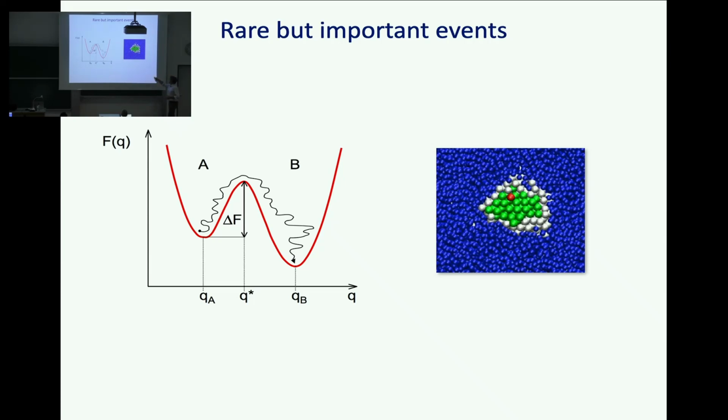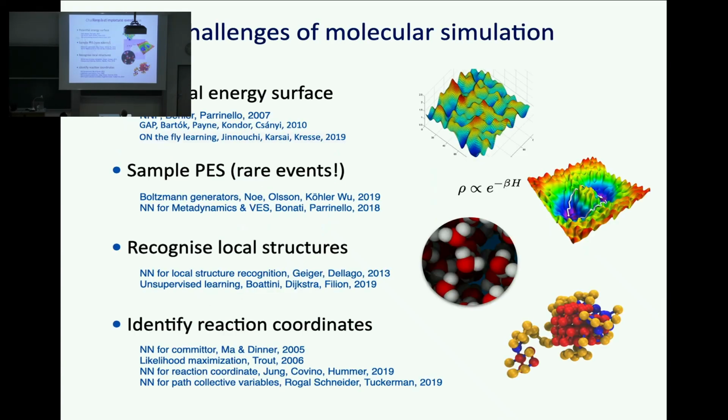For nucleation of a crystal in a supercooled liquid, we know that the size of the crystalline nucleus is a good reaction coordinate. But what do we mean by good reaction coordinate? And does it capture all of the story? This is an important question, and in order to answer this question, one can try to use machine learning.